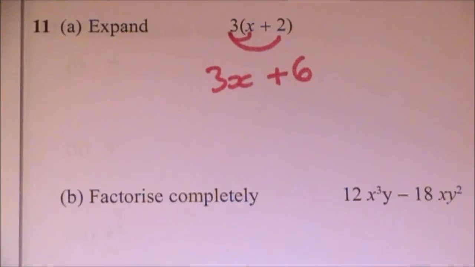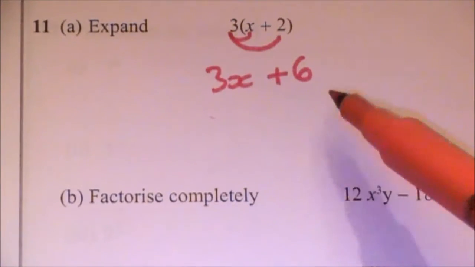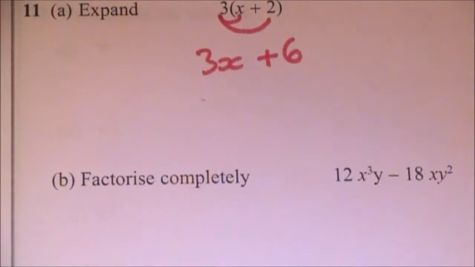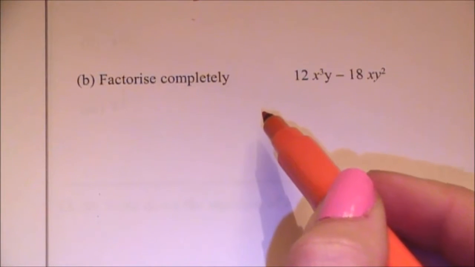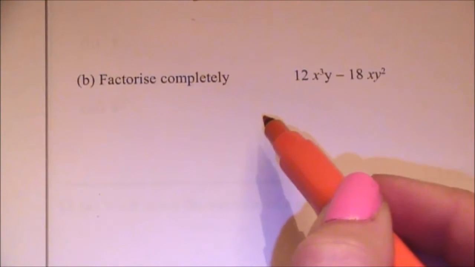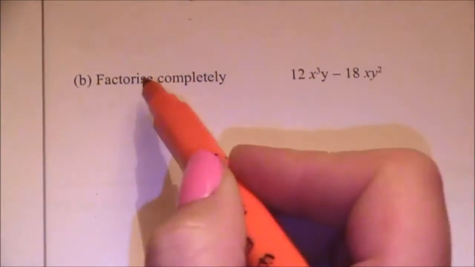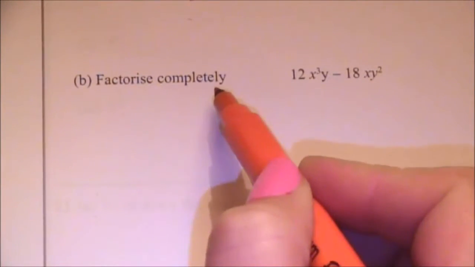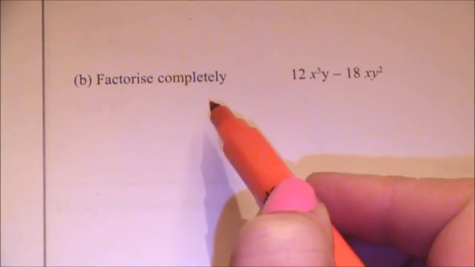And it's a 2-mark question. You get 1 mark for correctly expanding the x's, 2nd mark for correctly getting the product of 6. Part B is asking you to factorise completely. The fact that it's asking for you to factorise means they want you to remove the common factors, and the fact that they're saying completely means they want you to remove the highest common factor.